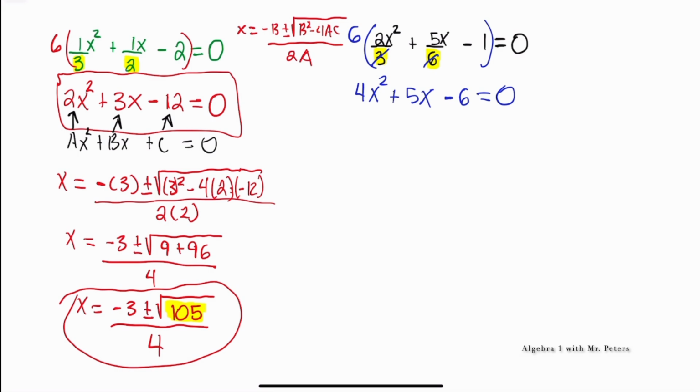So again, I'm going to use the slip and slide method so that we can factor this one, because it's a very good method once the a term is greater than 1.